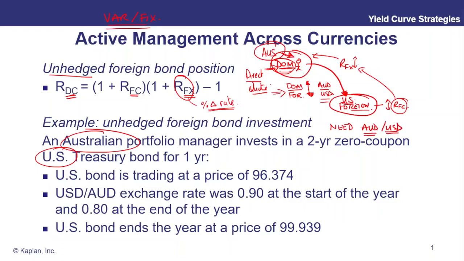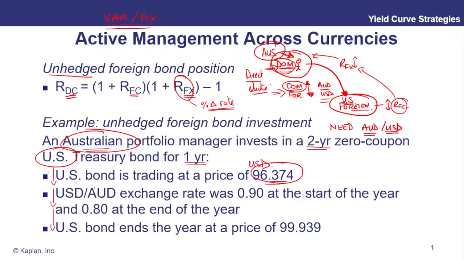All right, so all that setup was before any discussion about any investment, but that was just getting my head on the right way, getting my domestic head on, to deal with this situation. We've got a foreign US bond. It's a 2-year zero, and we're going to invest for a year. So we buy it at a price of 96.374. That's a dollar price, of course.